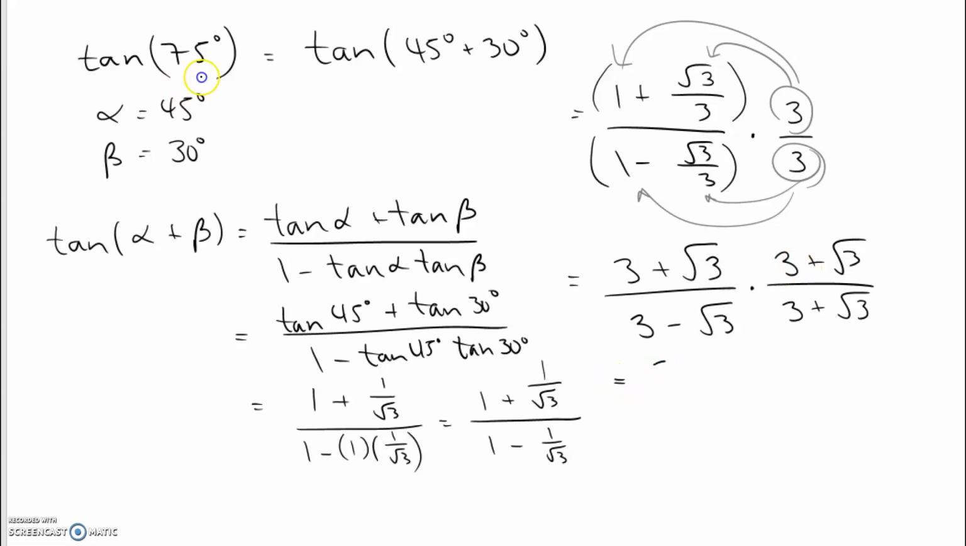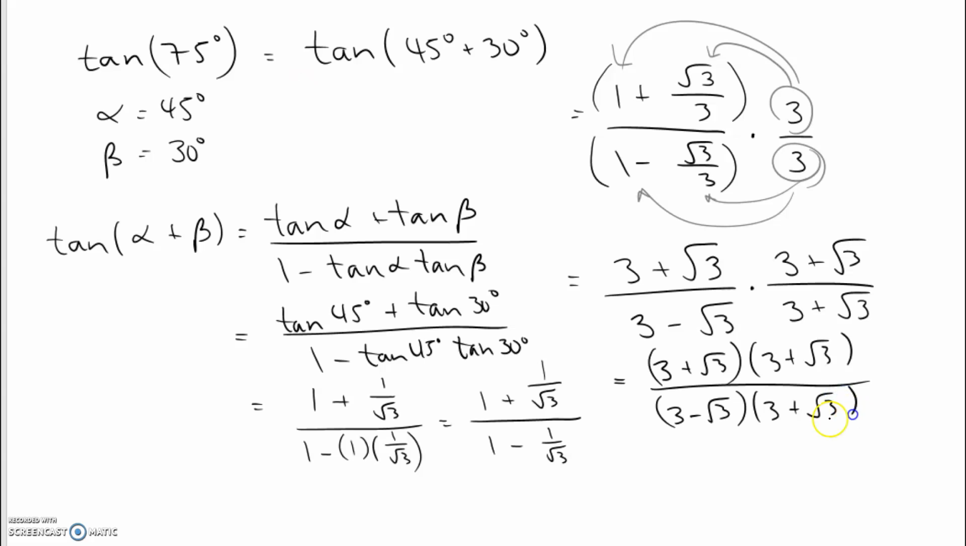Okay, so now I have 3 plus the square root of 3 times 3 plus the square root of 3 over 3 minus the square root of 3 times 3 plus the square root of 3. Okay, so 3 times 3 is 9. 3 times the square root of 3 is 3 square root of 3. Square root of 3 times 3 is 3 square root of 3. And then square root of 3 times square root of 3, that is just 3. All over 3 times 3 is 9.